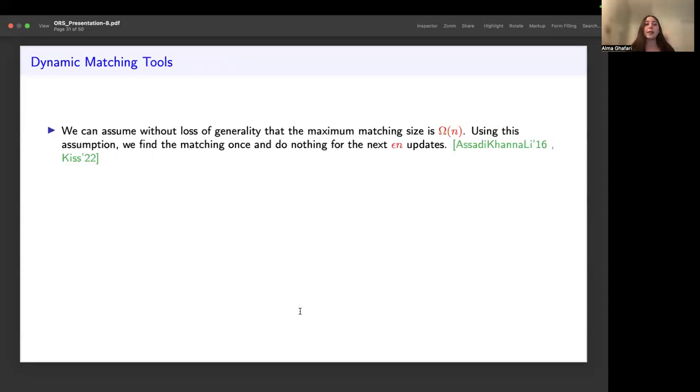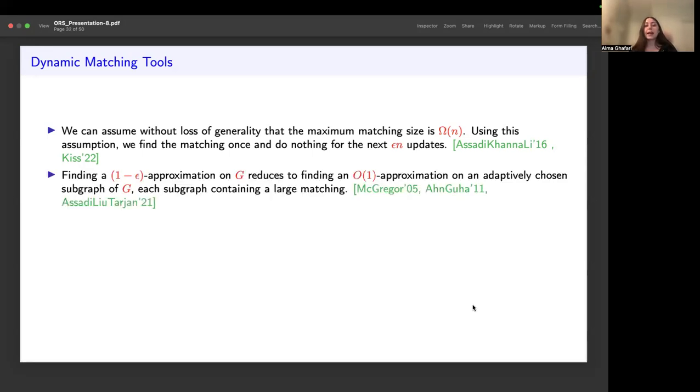And so now let's take a look at some of the tools that we have in order to solve the dynamic matching for the approximation ratio of 1 minus epsilon. The first tool is that we can actually assume that the maximum matching size is of order n, and using the assumption, we can find a matching once and do nothing for the next epsilon n updates.